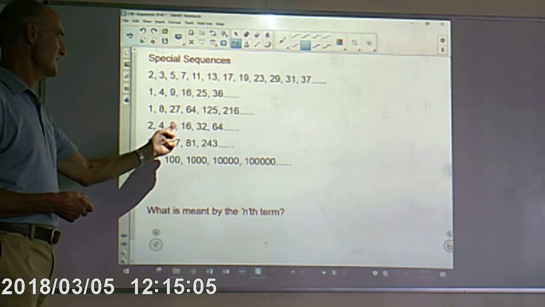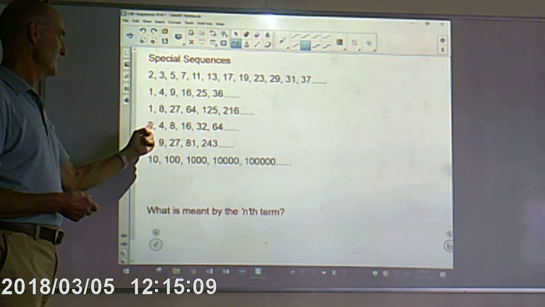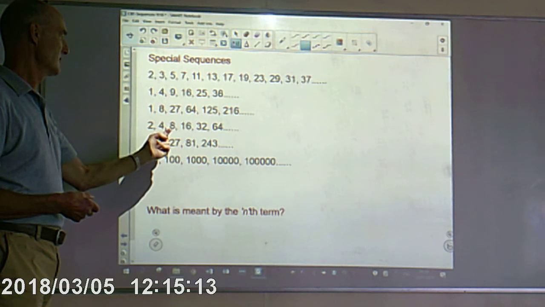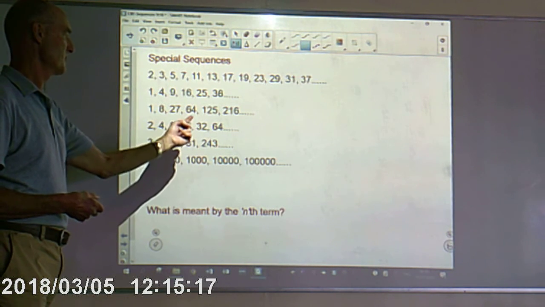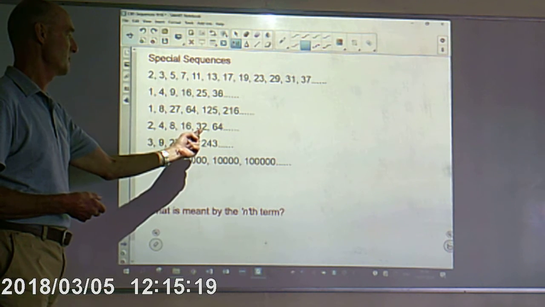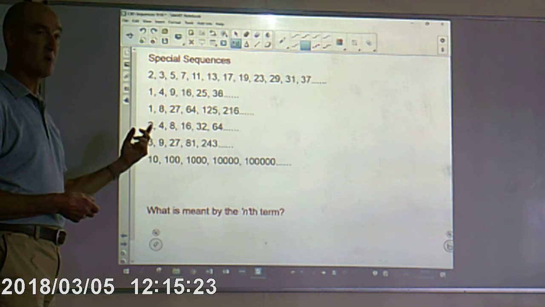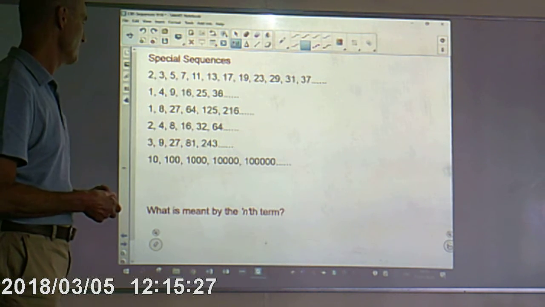2, 4, 8, 16, 32, 64. 2 multiplied by 2 gives 4. 4 multiplied by 2 gives 8. 8 multiplied by 2 gives 16. 16 multiplied by 2 gives 32. 32 multiplied by 2 gives 64. So each time you're multiplying the preceding number by 2 to find your new number.